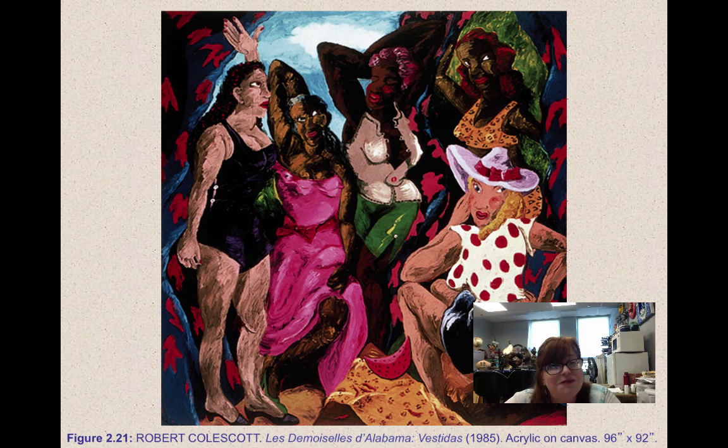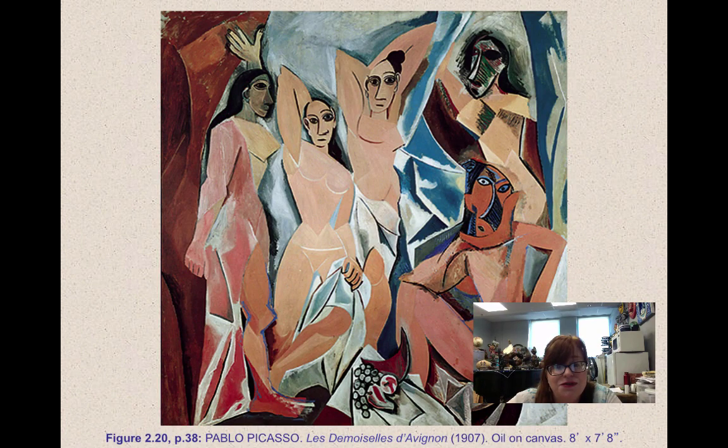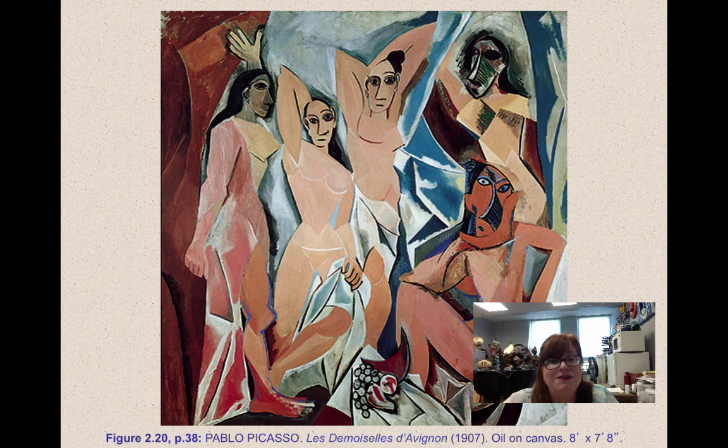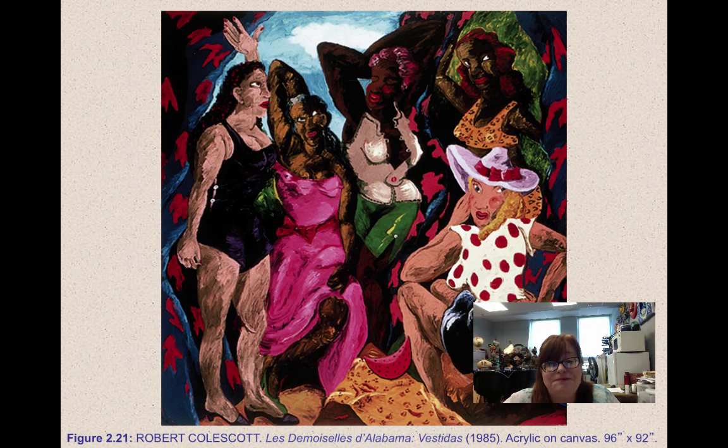And then maybe even most importantly, beyond color, beyond shape, beyond line, what has Colescott done with the women in his painting as opposed to what Picasso did with his? If you answered that he's clothed them, that is what I'm looking for. Basically, Colescott has humanized these women. He's given them each distinct personalities. They feel like people that you might actually know, whereas these women feel very anonymous. So I think that he's giving them back their dignity and their humanity by giving them clothing.